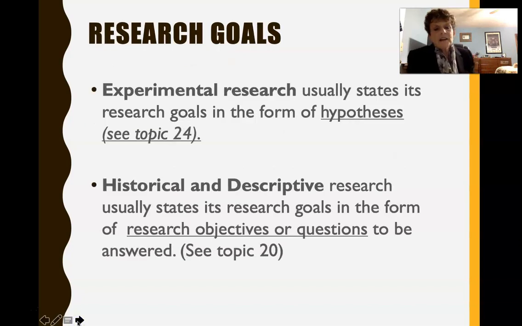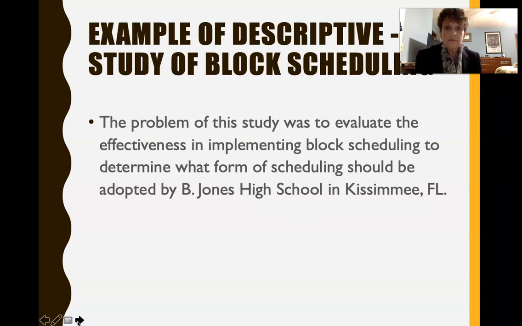So when we talk about experimental research, which we talked about, it usually states its research goals in the form of a hypothesis. So if you see topic 24 from the book, you will read more about that. If you do a historical or a descriptive research, it usually states its goals in the form of objectives or questions to be answered, and that's topic 20 from your book.